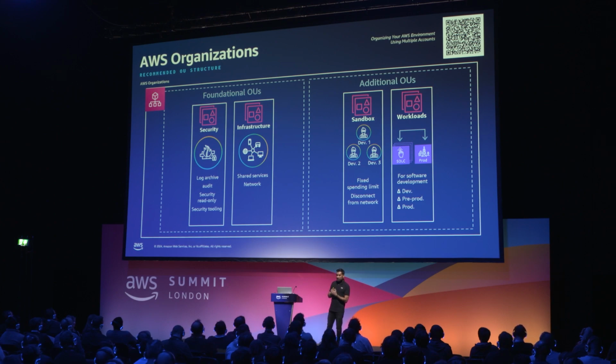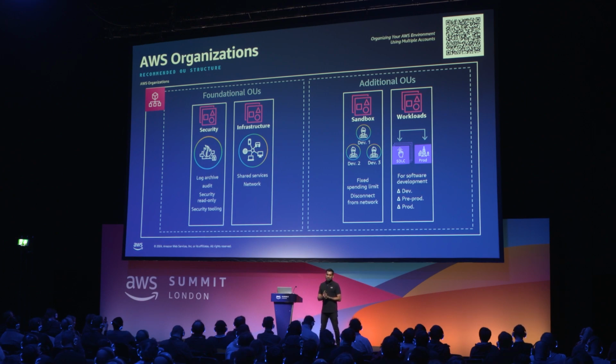We have a foundational OU on your left-hand side, which is made up of sub-OUs of security and infrastructure. So the security OU, or organizational unit, comprises multiple accounts. It could be log archival, auditing, security tooling, to name a few. Then you have an organizational unit for infrastructure, where you have shared networking and shared services. To note, these are not your workload or business workload accounts. These are the services that are shared across multiple workloads.